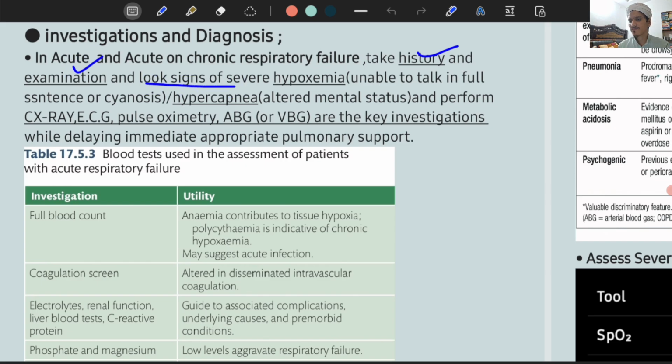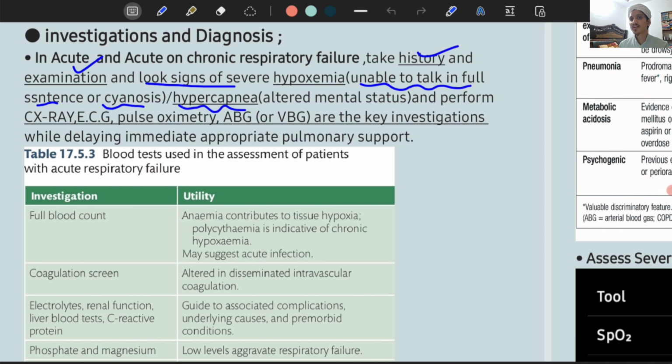What is the one thing you remember? Unable to talk in full sentences or cyanosis, that is a sign of severe hypoxemia. And also look for signs of hypercapnia. Why is this important? Because it decides which type of respiratory support is required for the patient. So you need to see this immediately. You have to act now.